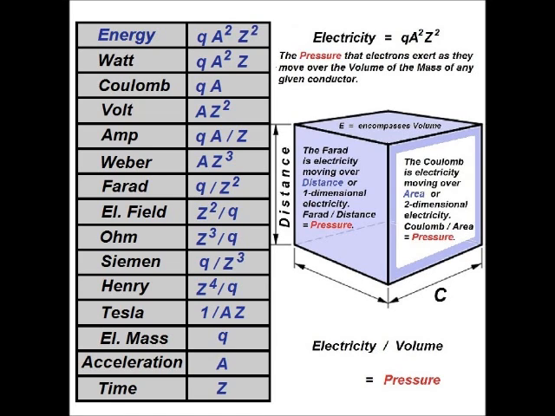The Coulomb times the volt is the electricity. Amp times Weber is the electricity flowing over the cube. The farad is the electricity in one dimension. Coulomb is electricity in two dimensions. The ohm is the resistance. The electrical field is simply the inverse of the farad, and the Siemens is simply the inverse of the ohm. And Tesla is another, 1 over AZ is equal to mass divided by electricity, which gives us the magnetic field.